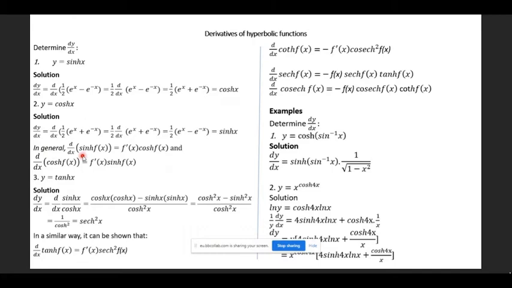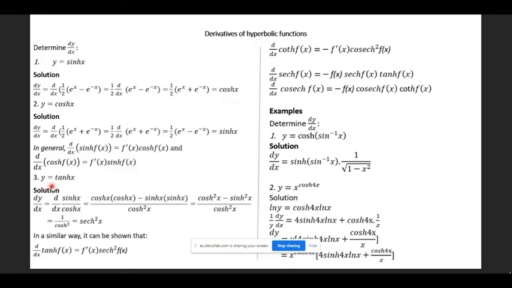So in general, if it was the derivative of hyperbolic sine of f at x, we would still have that cos of f at x, but we also need to have the derivative of f at x attached as well. And then the derivative of cos, we know when we are dealing with cos of x, we ended up with sine of x. So the derivative of cos of f at x will be f prime of x times sine of f at x.